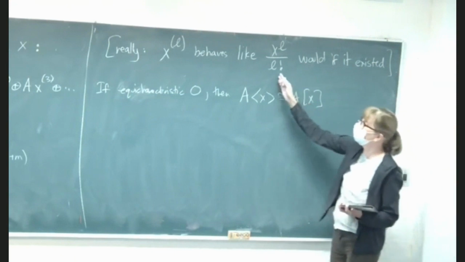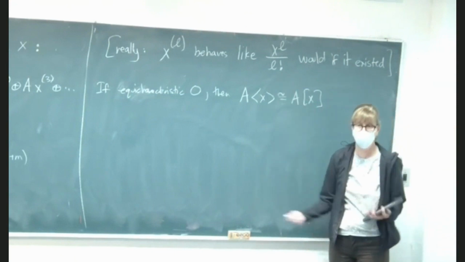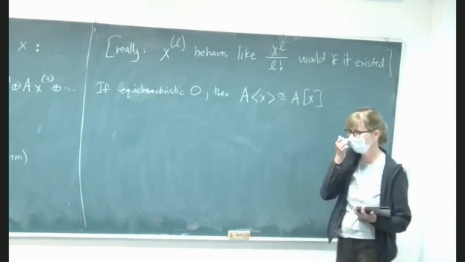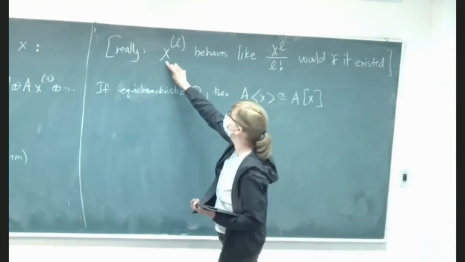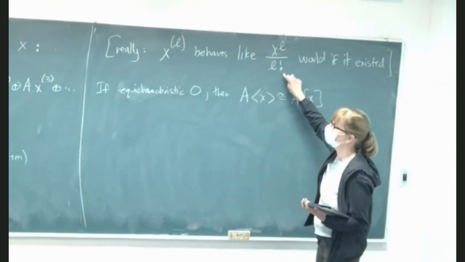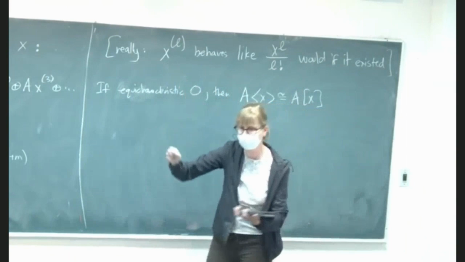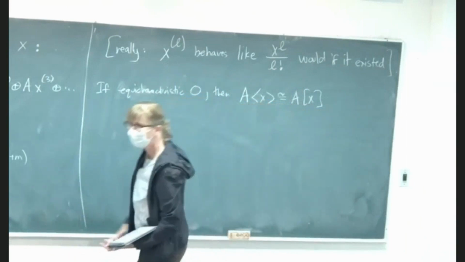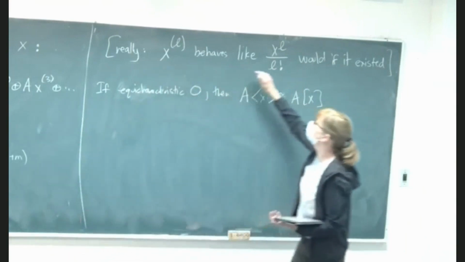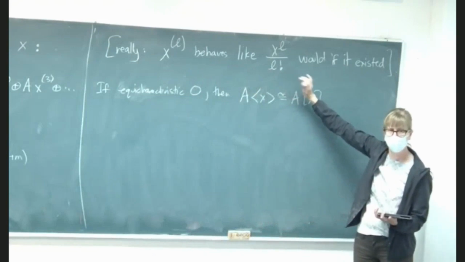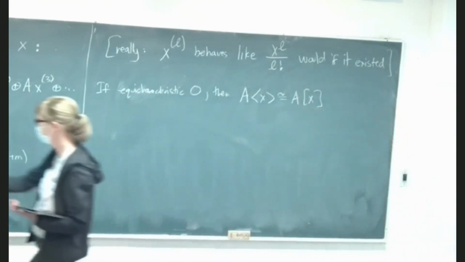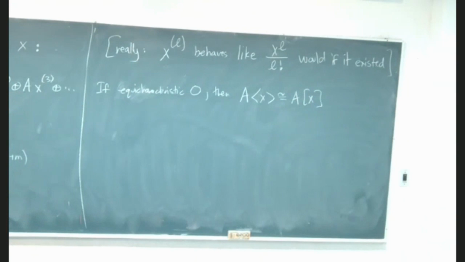But if you can't divide by some number, like in characteristic p, you can't divide by p, these really are different. You're not really dividing. You're placing a formal thing there and saying, pretend it behaves like this would have behaved if it existed. In particular, that's where this comes from. If you take x to the L over L factorial times x to the m over m factorial, you get L plus m choose L, times x to the L plus m over L plus m factorial.